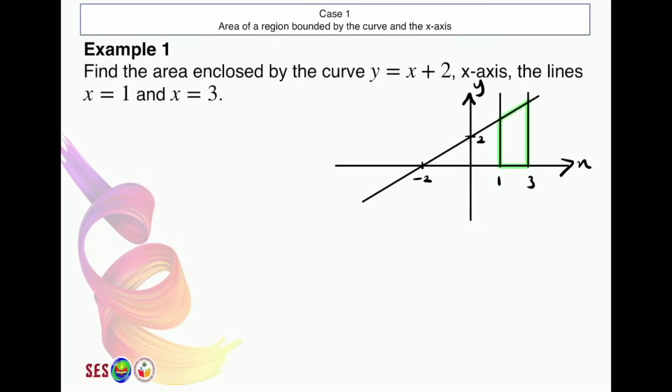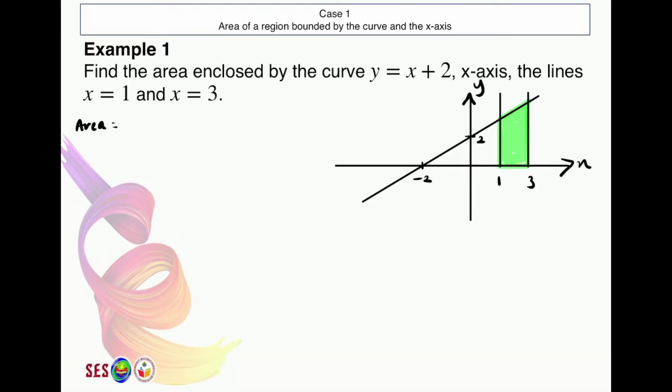So just like what you have seen, we could see that this area over here has its borders highlighted. It means that this is the area enclosed by the curve, the x-axis, the lines x equals 1 and x equals 3. So that is the area that we want to find. So recall our formula for area.